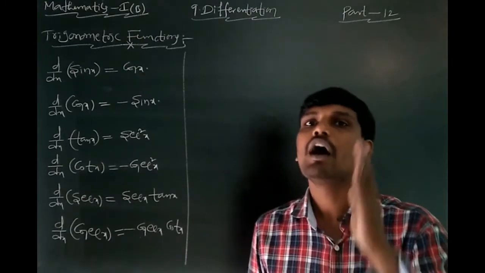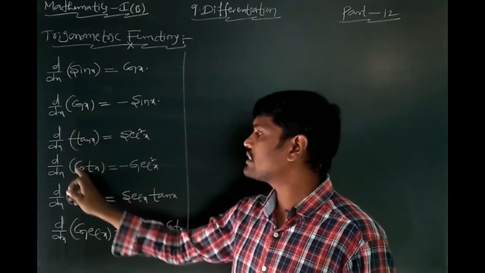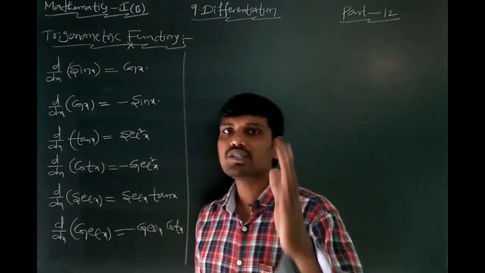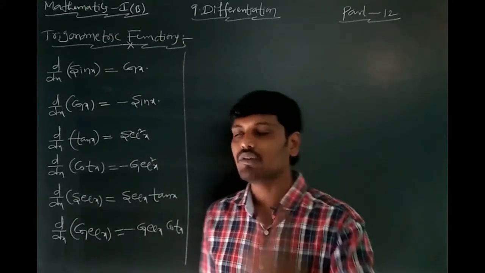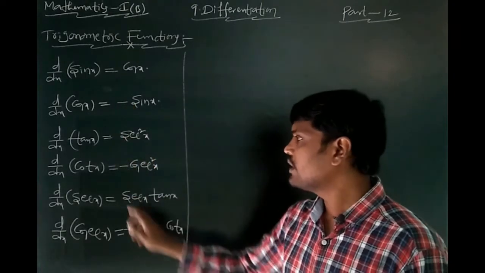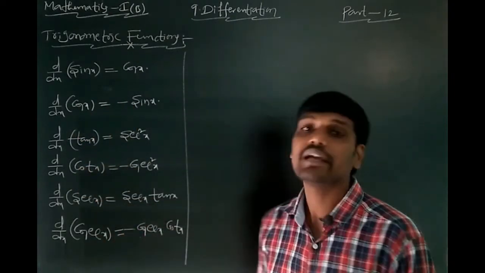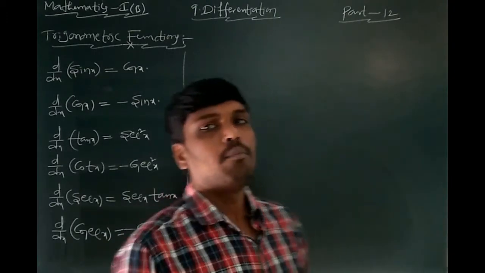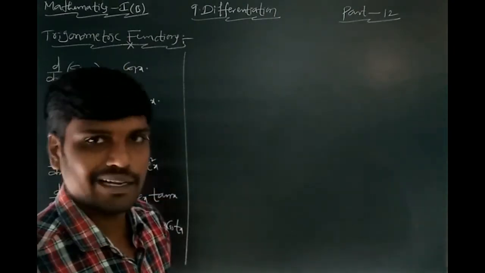In these formulas, you can identify the signs easily. The first letter C: cos, cot, cosecant. These trigonometric functions starting with C have a negative derivative. Understood or not? Cos, negative. Cot, negative. And cosecant, negative. This way you can remember these formulas. These are the trigonometric function formulas.